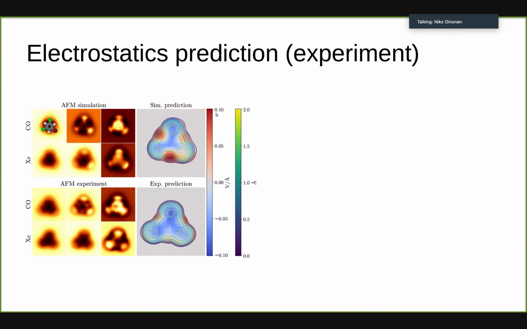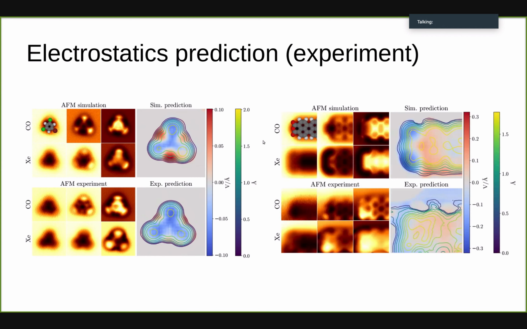Not just qualitatively, but also quantitatively, the numbers that we get out are very similar between the simulation and the experiment. So this is very good. And the second example is this PTCDA molecule. Again, comparing the simulation to the prediction, the experimental prediction in this case is a bit more noisy, but the overall pattern is very similar, so that we have this negative charge over the oxygens in the molecule, and then positive charge in the middle part of the molecule.